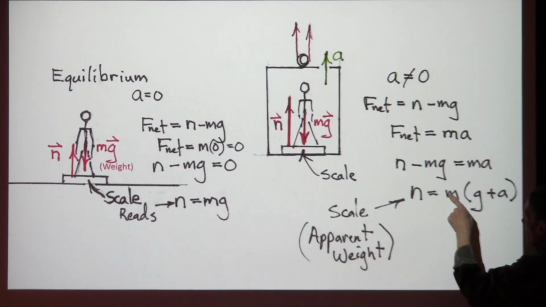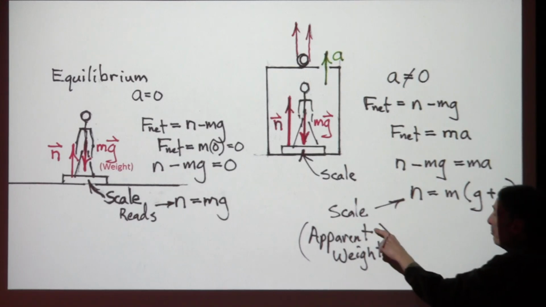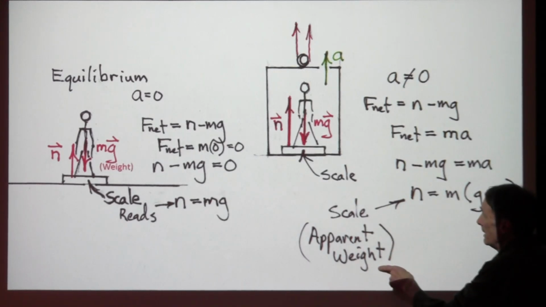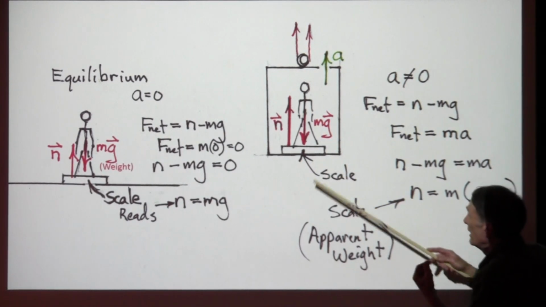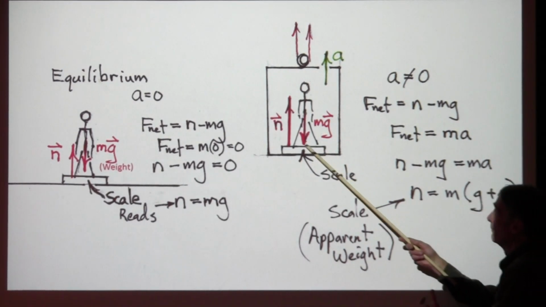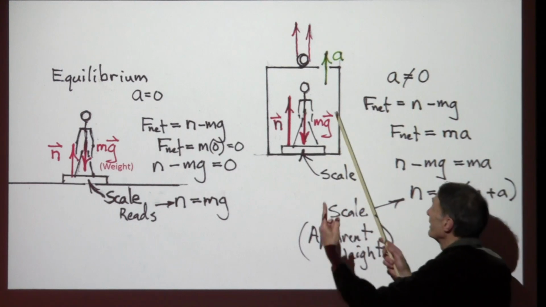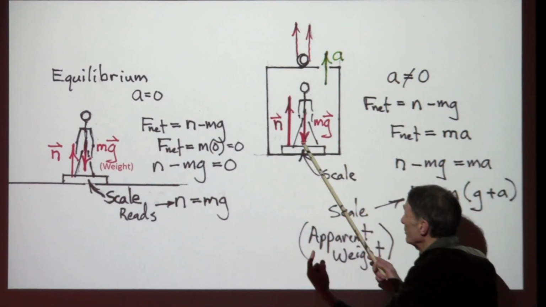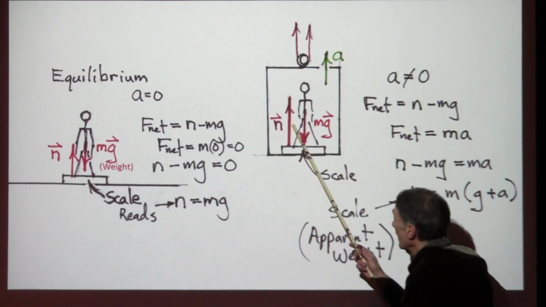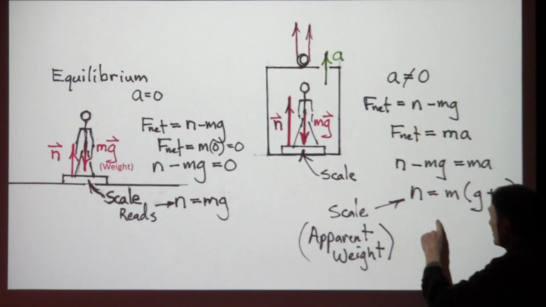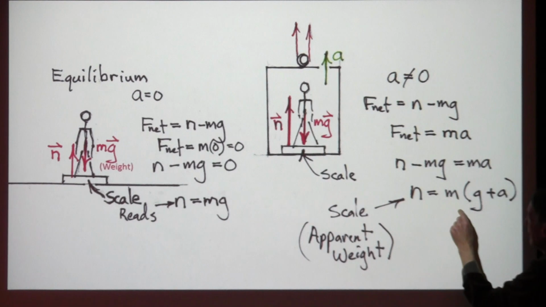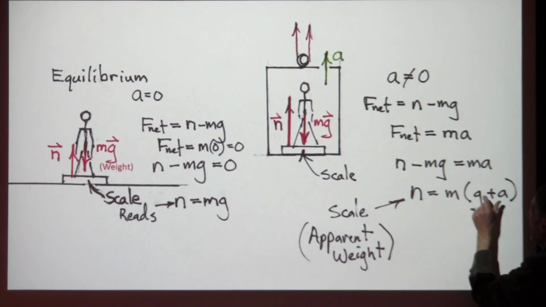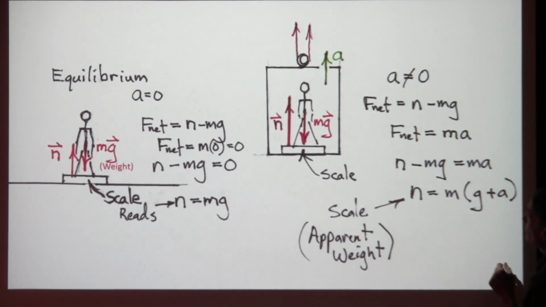That normal force is what we call the apparent weight of the person. The actual weight, gravity is still pulling with mg, but you will feel heavier. If you've ever been in an accelerated elevator car, you feel heavier, and that normal force will show that. The scale is going to read more than just mg, your weight. It's going to also add in ma, whatever your acceleration is.